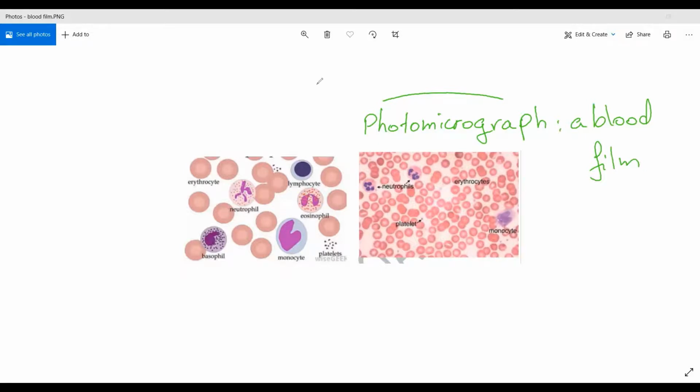As you can see here, these are the red blood cells, these are the white blood cells, and these little dots are the platelets. Here is a hand-drawn picture for the red blood cells, white blood cells with their types, and these dots are the platelets.